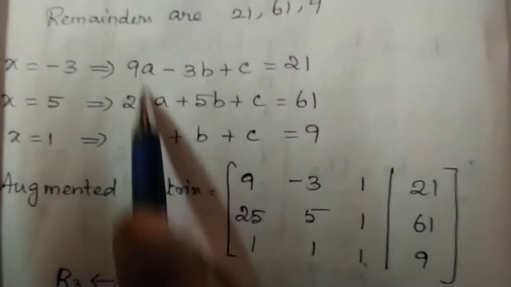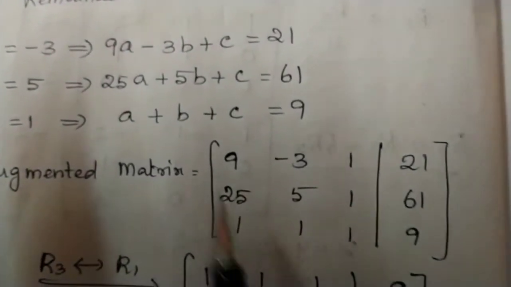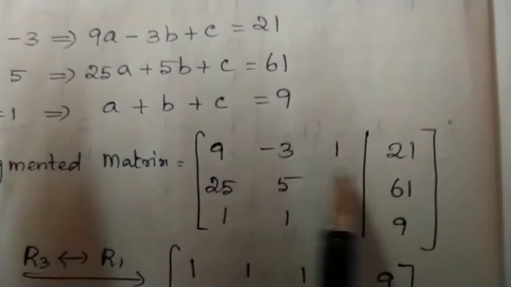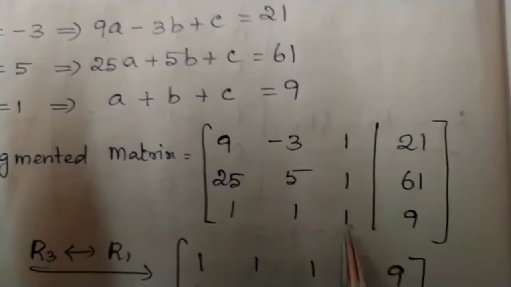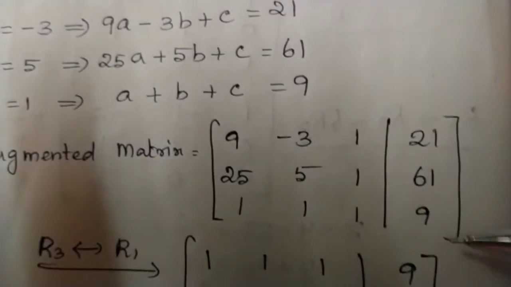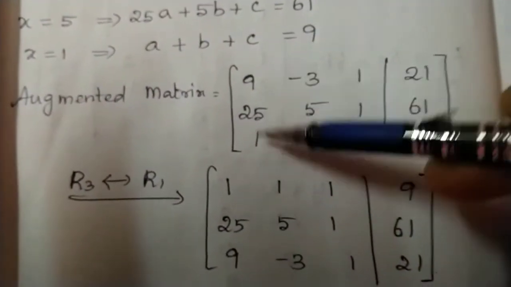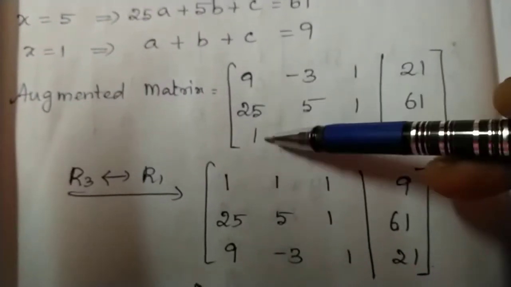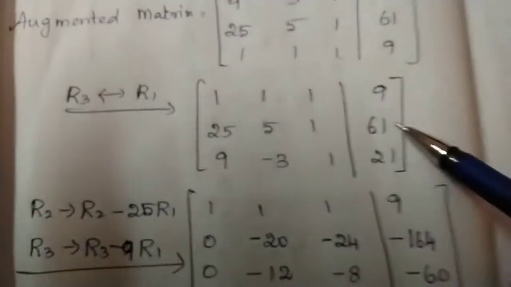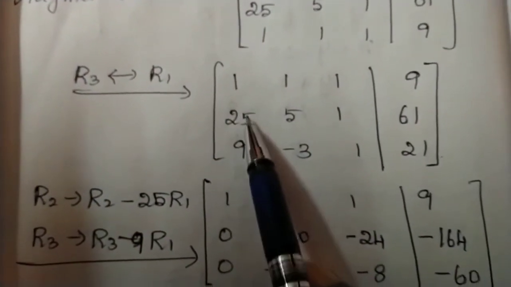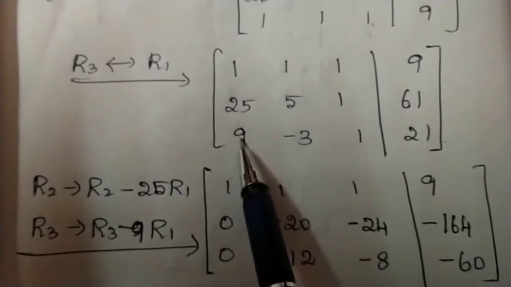Now write the augmented matrix. Write the a coefficients 9, 25, 1. b coefficients minus 3, 5, 1. c coefficients 1, 1, 1. And constants 21, 61, 9. See that 1 is there. Now R3 interchange to R1. R2 no change. Now here we want to make 0. Here also we want to make 0.